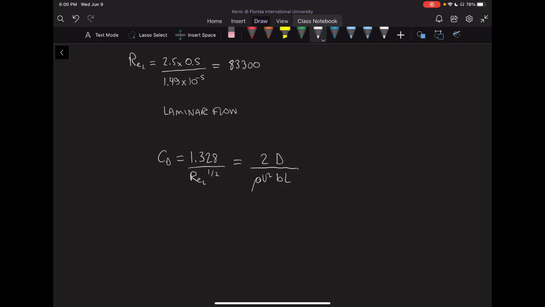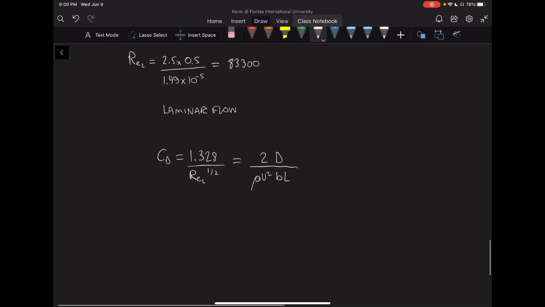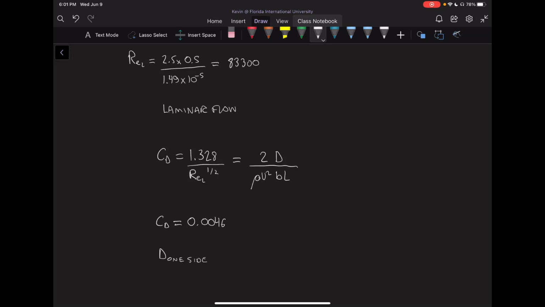So I like to do it in steps. I like to find CD first, and then find the drag of one side, but it's up to you if you want to do it all at once. So our CD, if you compute it with the Reynolds number, is going to be equal to 0.0046. And our drag for one side, we remember that the drag written is for one side, so we don't need to double it, is equal to CD times rho over 2 times u squared times BL.